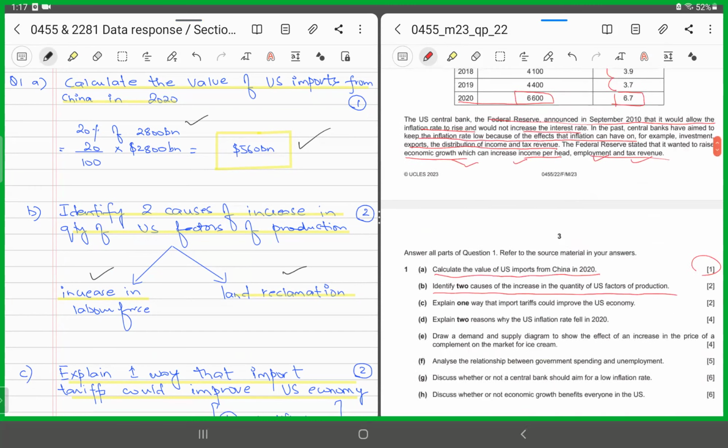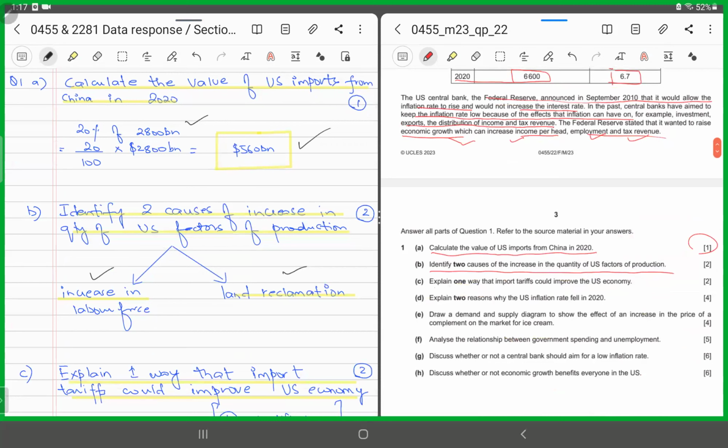All right. Part C says explain one way that the import tariffs could improve the US economy. Now this is a 2 mark question. So this means you need to identify one way. For identification, you'll get 1 mark and 1 mark would go for the explanation. So now they are saying tell us how import tariffs can improve the US economy.